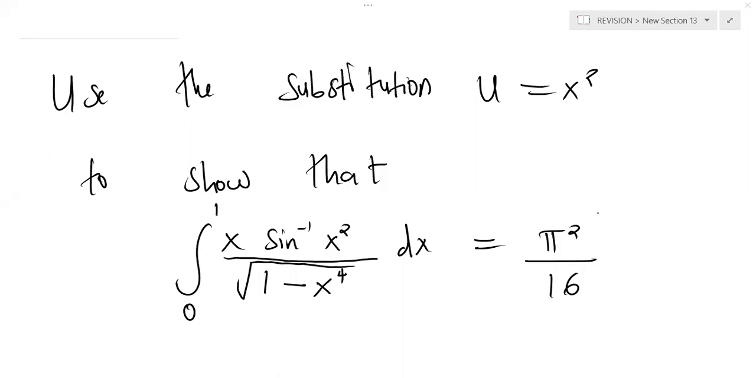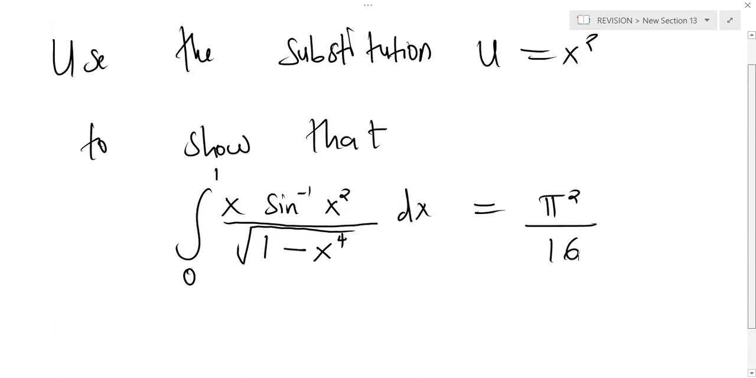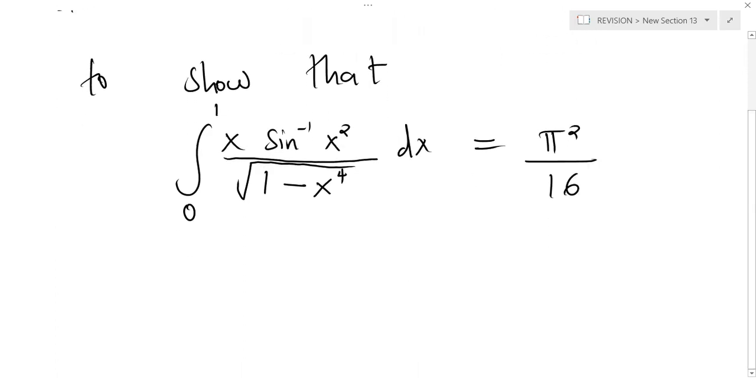Hello guys, so I would like us to look at this question. Use the substitution u is equal to x squared to show that the integral from 0 to 1 of this is equal to pi squared over 16. So I'm going to start off by substituting u with, where there's x squared, I put u.